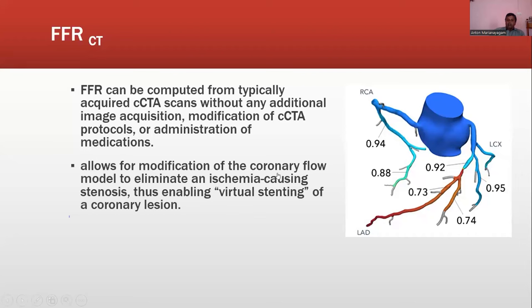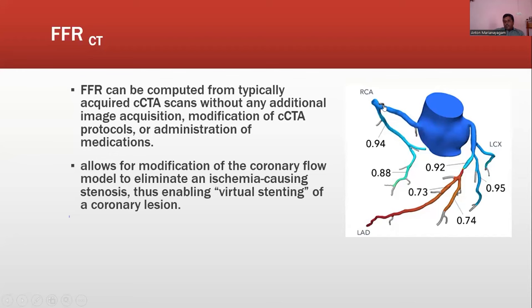The other thing is, it allows modification of the coronary flow model to eliminate an ischemia-causing stenosis, thus enabling virtual stenting of the coronary lesion. Now, this is the end result of an FFR CT. This is the aorta. You see various colors in this coronary artery. This is color mapping. It ranges from blue, to green, to yellow, to red, and then it becomes dark when it is an obstructing lesion. That means when the pressure difference is significant, the color turns red, and then dark.